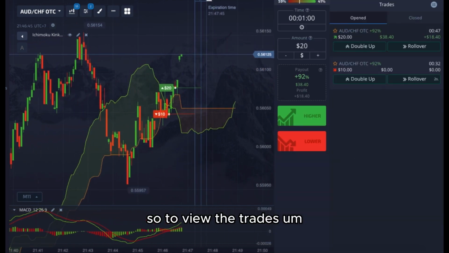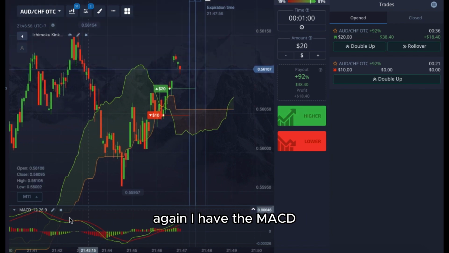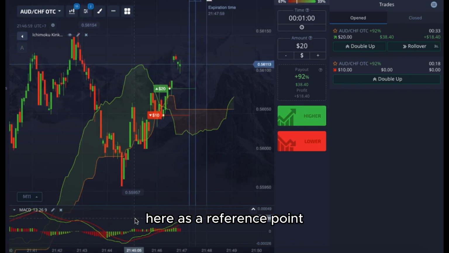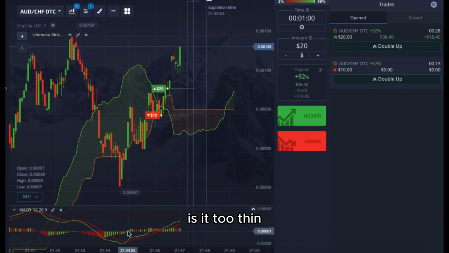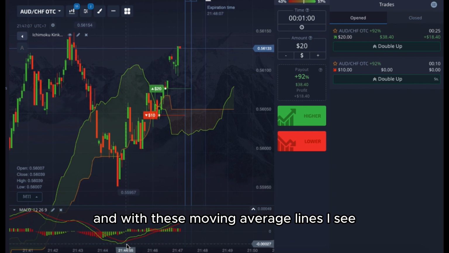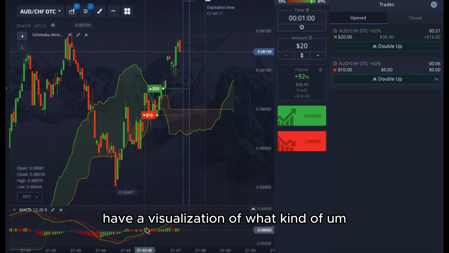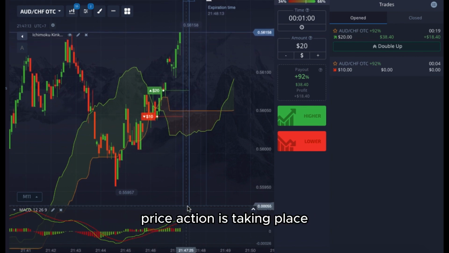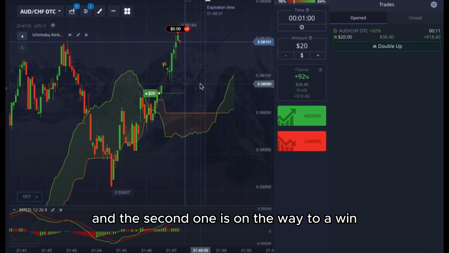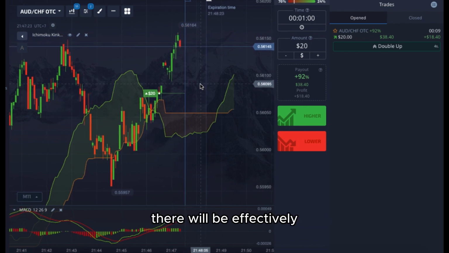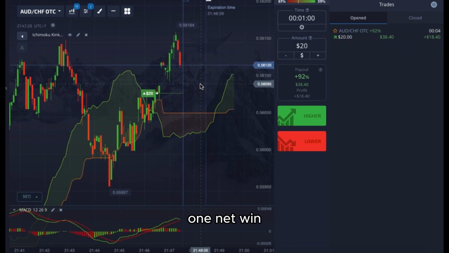So to review the trades, I'm gonna open a trades bar right here again. I have the MACD here as a reference point so that I can see how is the price action. Is it too thin? And with these moving average lines, I can also have a visualization of what kind of price action is taking place. Alright, so the first one's a loss and the second one is on the way to a win. So at the end of this, there will be effectively 1 net win. So 1 winning set of trades is 1 net win.